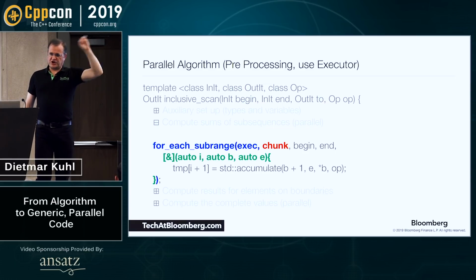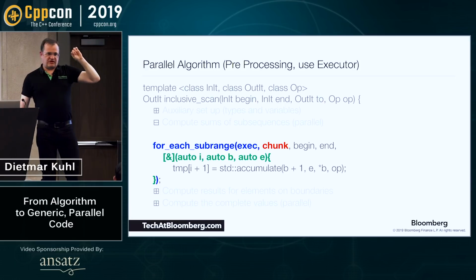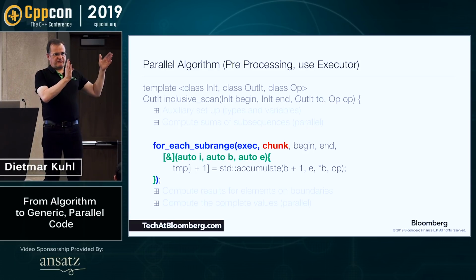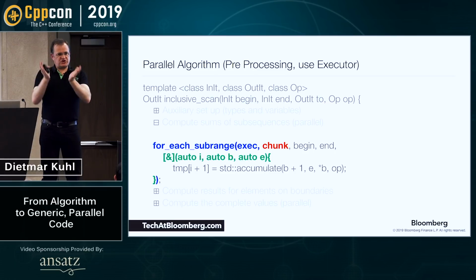I would like to know the chunk number. And yeah, I can implement that in the algorithm, but then the algorithm becomes somewhat convoluted. So I basically came up with the idea to say, all right, I actually have a for each, and I do the for each subrange.